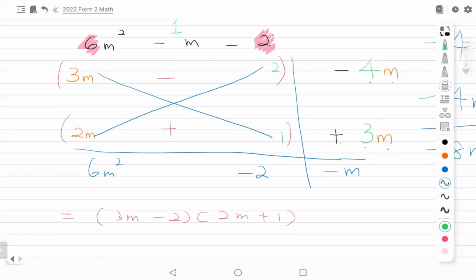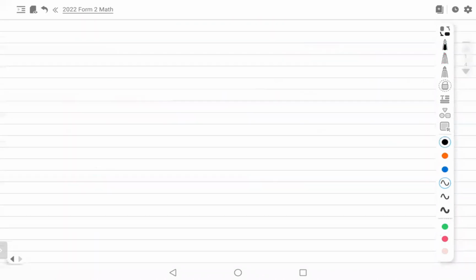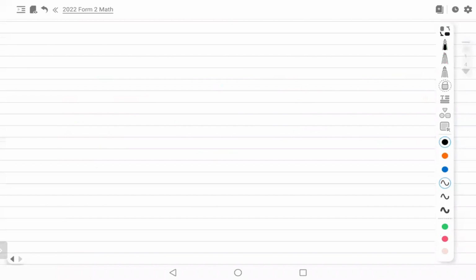Okay, we try one more. Harder. We try together. We do together. No worry, we do together. Okay, here, this one is C. Okay, B, now C. What about 5p squared minus 6, plus 6p minus 8.